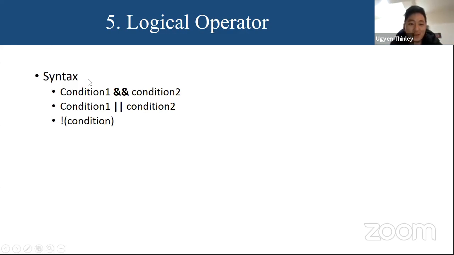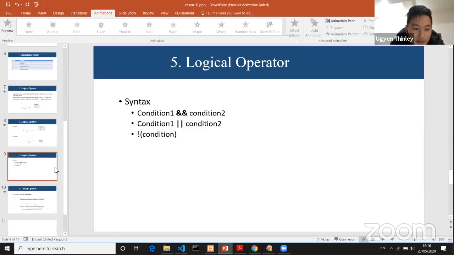Now if we come to the Java program, the syntax of the logical AND operator is two ampersands: condition 1, two ampersands, and condition 2. For the OR operator, we have condition 1, then two straight lines, and condition 2. For the NOT operator, we have the exclamation mark, which we usually call the inverter.